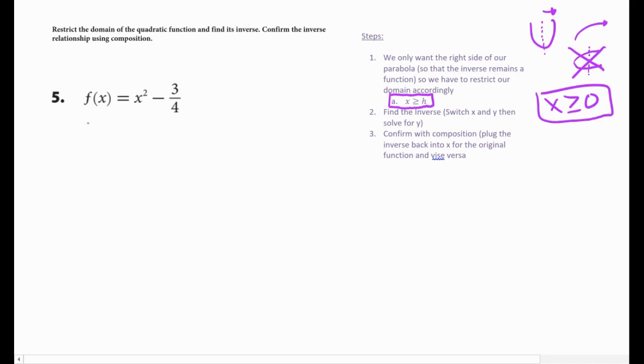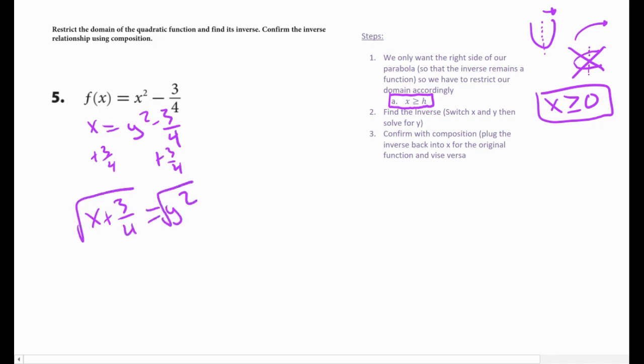Next, finding the inverse, all we're doing is switching x and y, and then solving for y so that we have our function. In this case, I'm going to add 3/4 to both sides. So I get x plus 3/4 equals y squared. Then take the square root of both sides. So what I get for my inverse, f negative 1 of x, equals the square root of x plus 3/4.